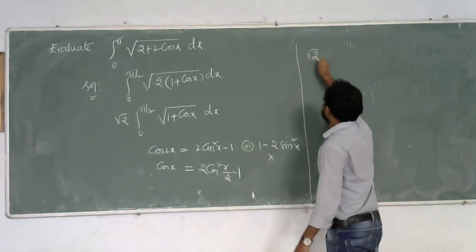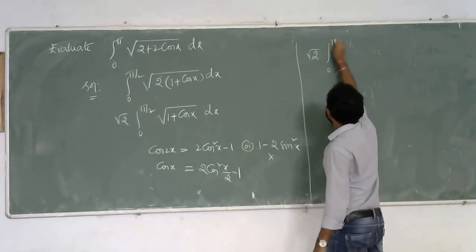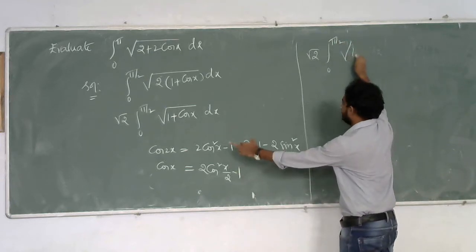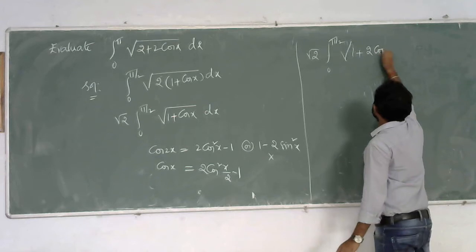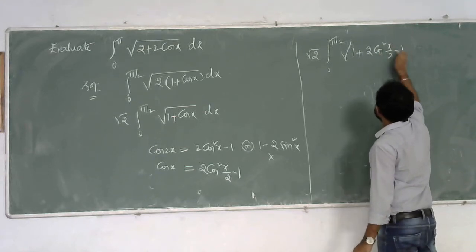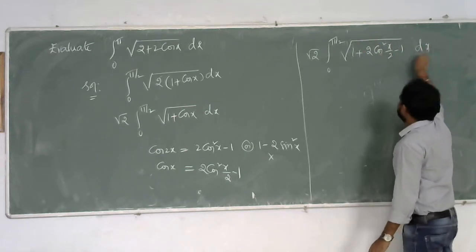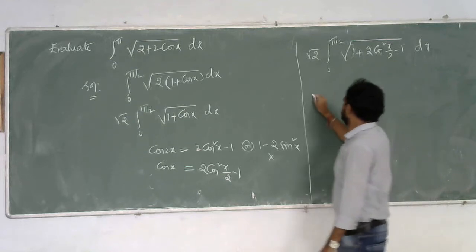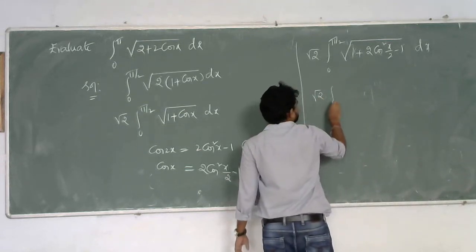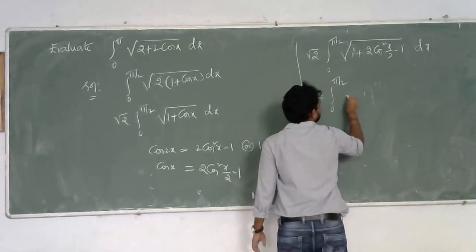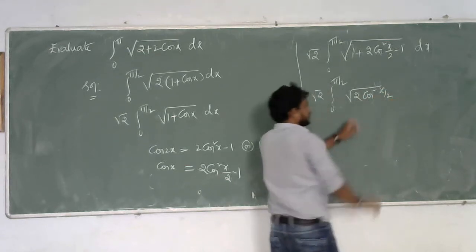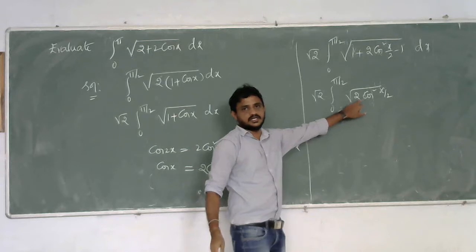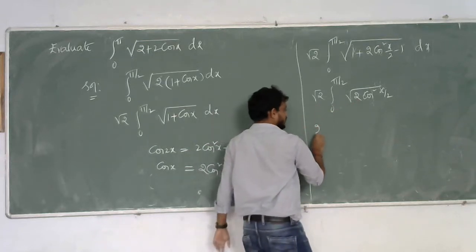So right, move to outside. The integral from 0 to pi by 2 of square root of 1 plus cos x, here in case of cos x, write this one: that is 2 into cos square x by 2 minus 1 into dx. Here plus 1 and minus 1 get cancelled. Square root of 2 into integral 0 to pi by 2, and 2 into cos square x by 2. Again we have root 2 here, so write this root 2 outside. So root 2 into root 2 will get 2.